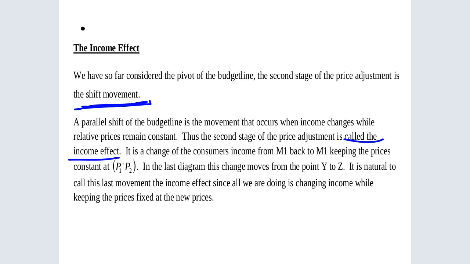it is a change in the income, going back to keeping the price constant. Now, from the diagram, it's simply a movement from point Y to point Z. It is simply the last movement, the income effect, and it's referred to as the income effect, because what we are doing is simply changing income while keeping the new prices.